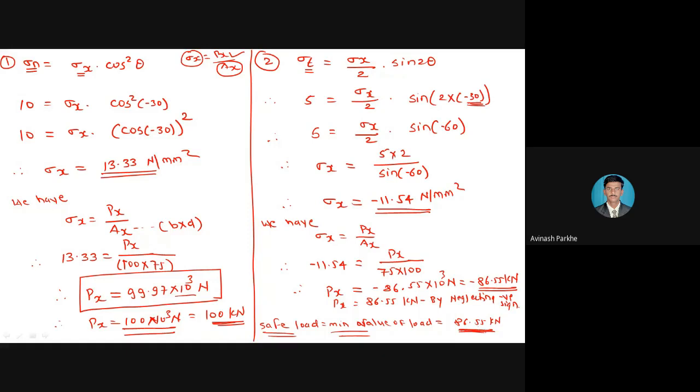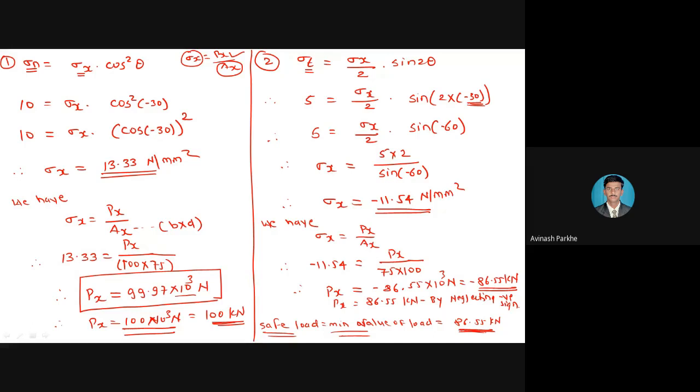Okay, so this is about problem number 3 based on case number 1, where the member or body is subjected to the uniaxial condition. So what is the difference between this problem and the previous two problems? In the previous two problems, the sigma x value is given, and by using sigma x, I calculated sigma n and sigma t. Here, the statement is totally opposite. Sigma n is given, sigma t is given, and we have to calculate sigma x. And by using that sigma x, I have to calculate the safe load applied on that body. And here we have calculated the safe load as 86.55 kilonewton.